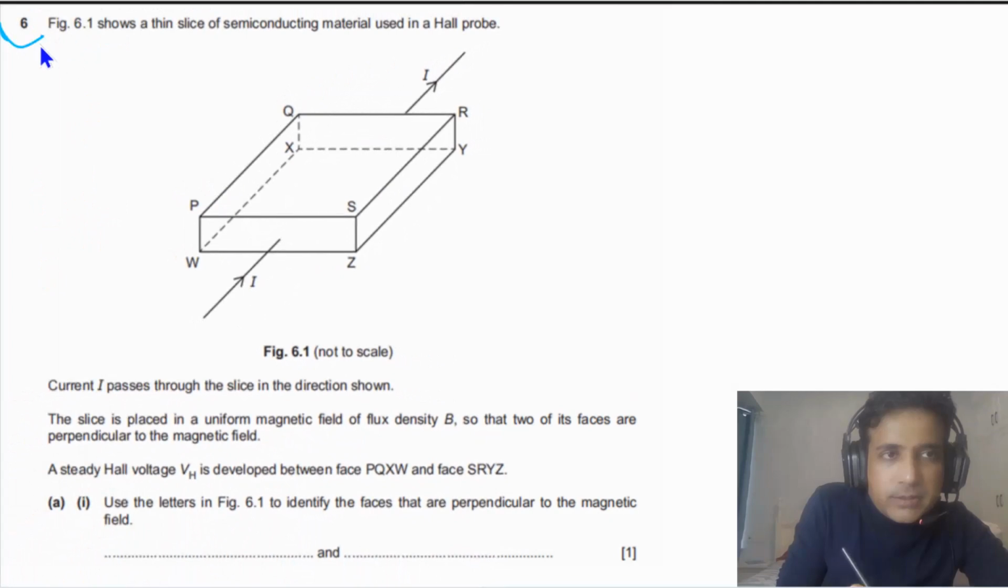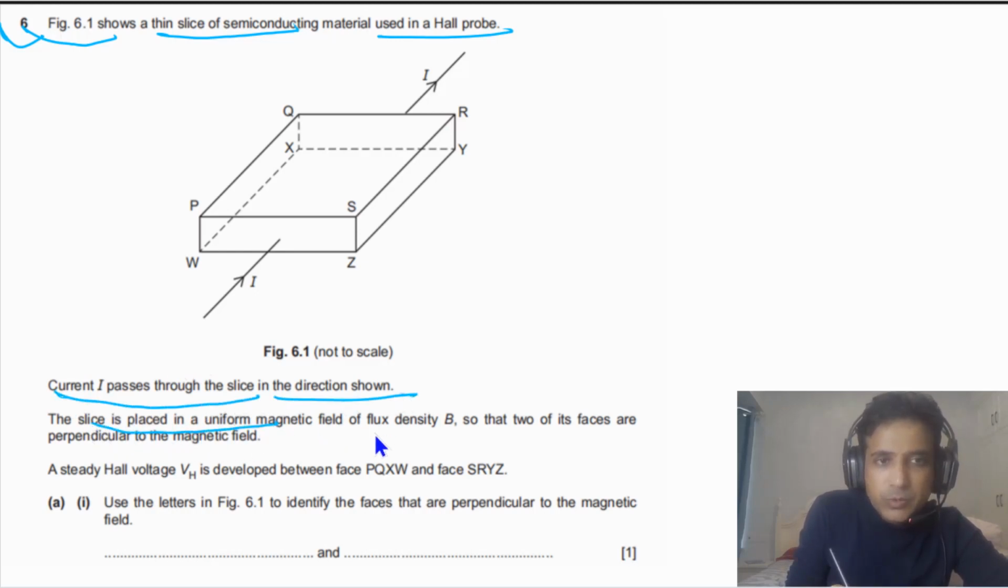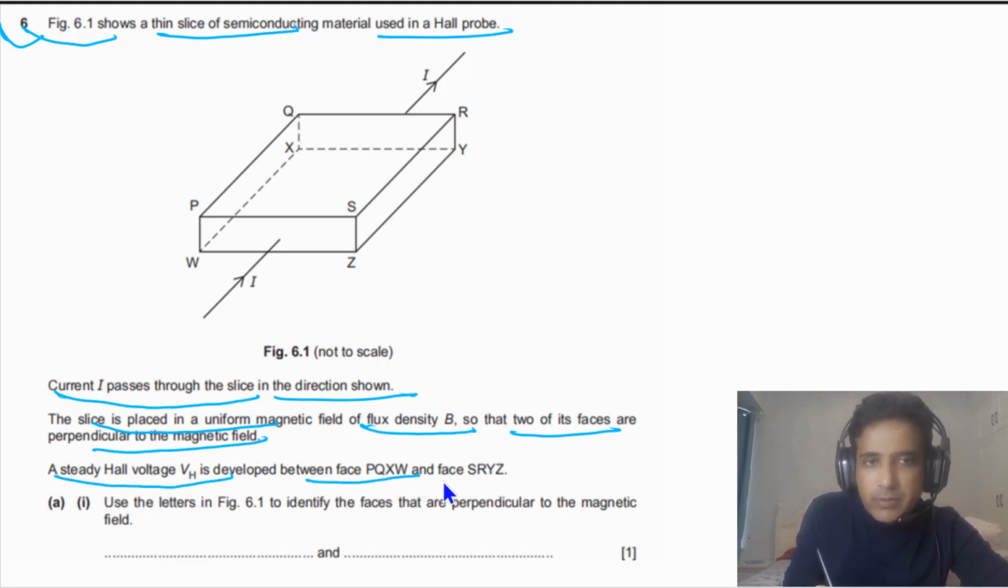For question number 6, it is given to us: figure 6.1 shows a thin slice of semiconducting material used in a Hall probe. Current I passes through the slice in the direction shown. The slice is placed in a uniform magnetic field of flux density B, so that two of its faces are perpendicular to the magnetic field. A steady Hall voltage is developed between the faces PQXY and SRYZ. For part A1, use the letters in figure 6.1 to identify the faces that are perpendicular to the magnetic field.